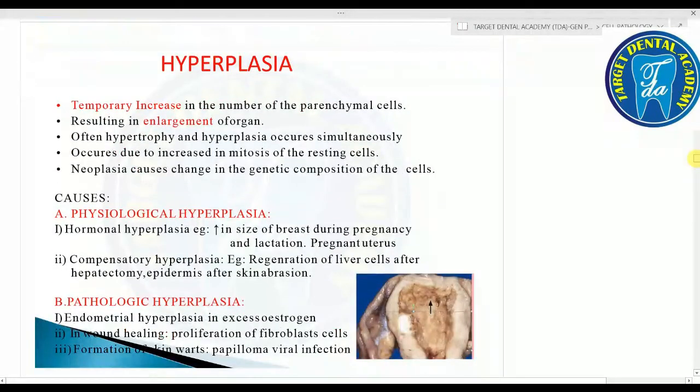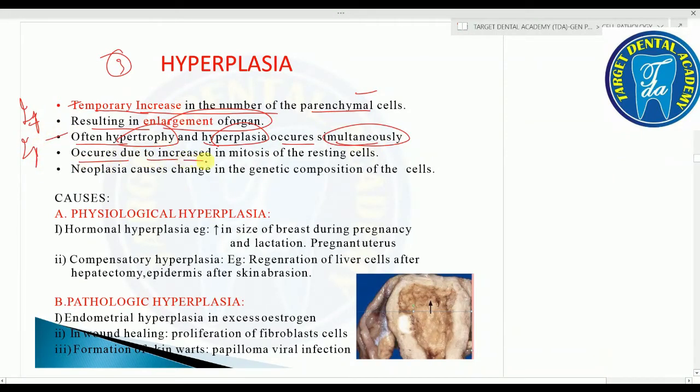So third is the hyperplasia. This is a temporary increase, important. The temporary increase in the number of the parenchymal cells resulting in the enlargement of the organ. Often hypertrophy and hyperplasia occur simultaneously. It occurs due to increase in the mitosis of the resting cell.